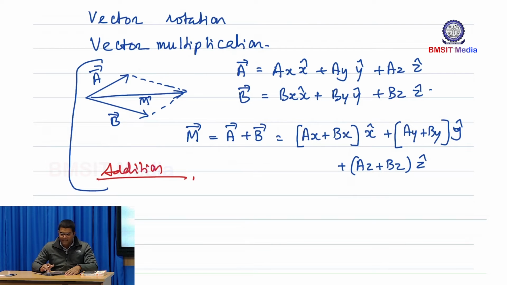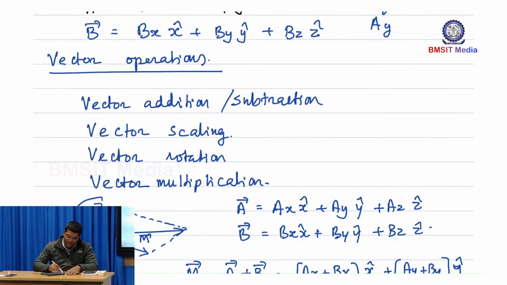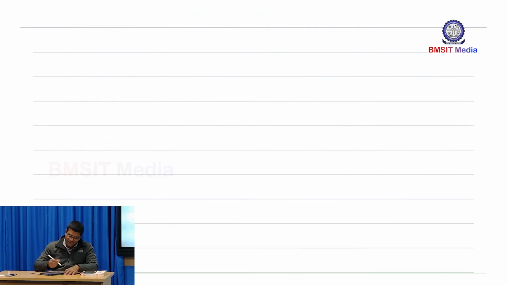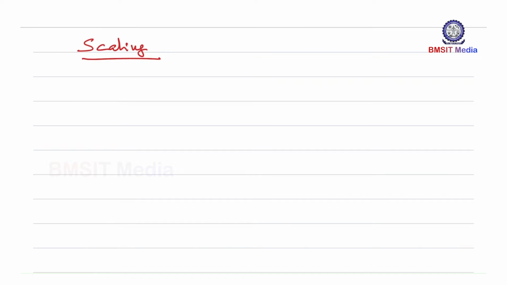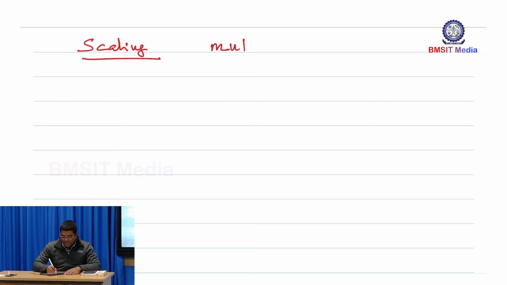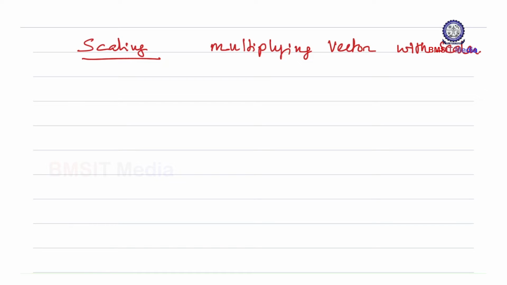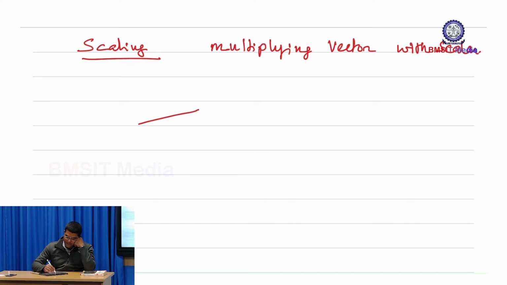Now the next vector operation is vector scaling. Scaling of the vector means we will be multiplying a vector with a scalar. This is what is called scaling of the vector. So when you multiply a vector with a scalar, suppose you consider there is a vector in one direction.